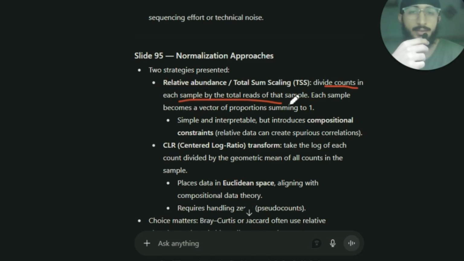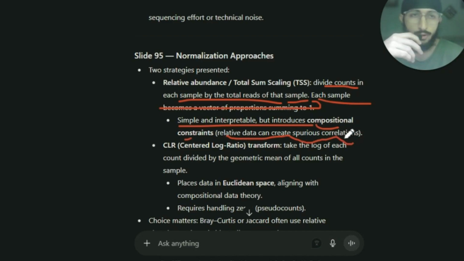Divide counts in each sample by the total reads of that sample. Each sample becomes a vector of proportions summing to 1. It is simple and interpretable, but introduces compositional constraints. Relative data can create spurious correlations.